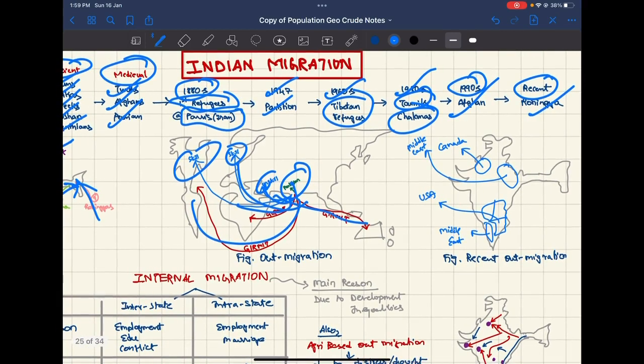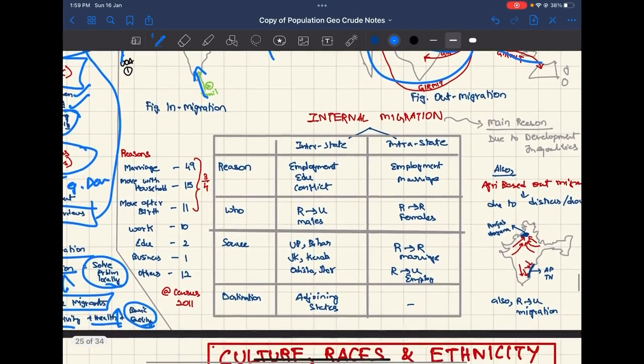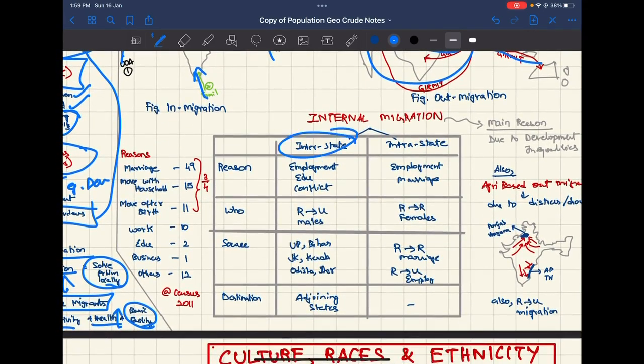Now, seeing it India-wise, people from Punjab and these areas go to Canada. UP and Bihar, they go to the Middle East. Kerala people go to the Middle East. AP, Karnataka, and Tamil Nadu, they go to the USA. Now, coming to internal migration, there are two types: interstate and intrastate.